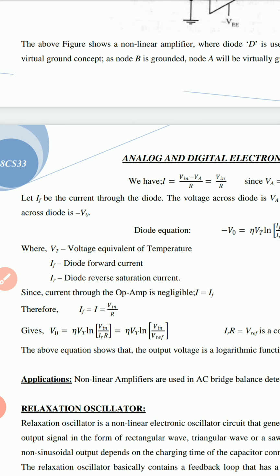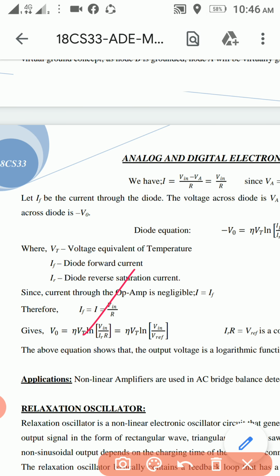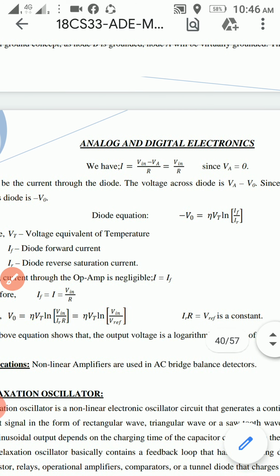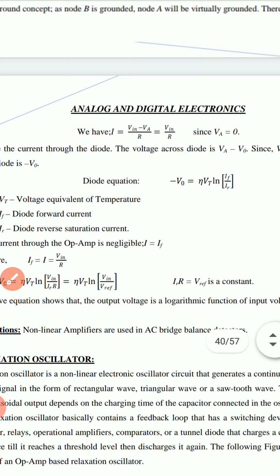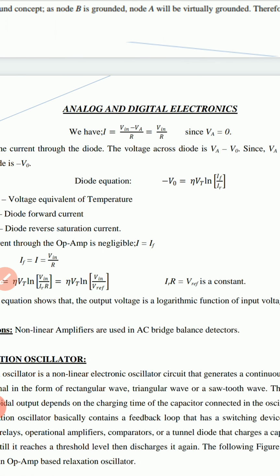Now, for the diode equation, output voltage, you have to substitute the V is equal to IR formula. IR into R is written here as the V reference value. By making some adjustments, this is exactly the expression of the non-linear amplifier. Some of the applications where the non-linear amplifier is used are AC bridge balance detectors. Okay, this is the non-linear amplifier concept and that expression.